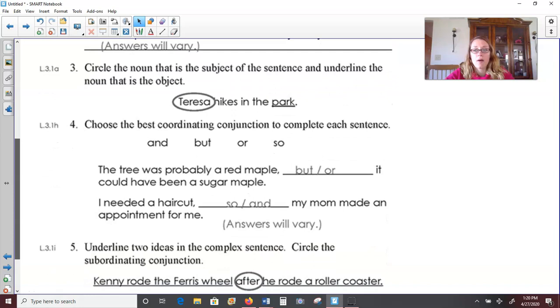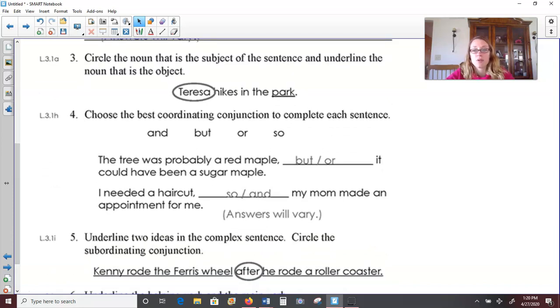And looking now at number 3, we need to circle the noun that is the subject of the sentence, and then underline the noun that is the object. So subject nouns are in the beginning of our sentence because they tell us who or what our sentence is about. Teresa hikes in the park. So who is this about? Well, it's about Teresa. Teresa is a person, so that is a noun, and that is our subject noun. And then she hikes in the park, so we would underline the park because that is the object noun. It is the place that she is hiking.